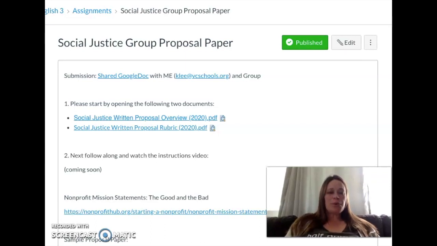You guys were supposed to start by opening the following two documents. We're going to start with the proposal overview, but before we go there, I just want to make you aware of a couple things. First of all, the way that you guys are going to work on and turn in your proposal paper is through a shared Google Doc. So you guys are going to have to work on Google Docs on this particular assignment. That way I can kind of see who's done what.